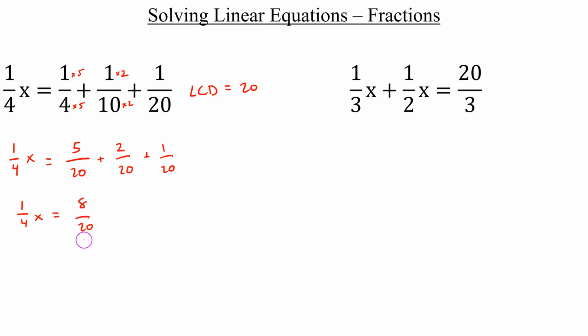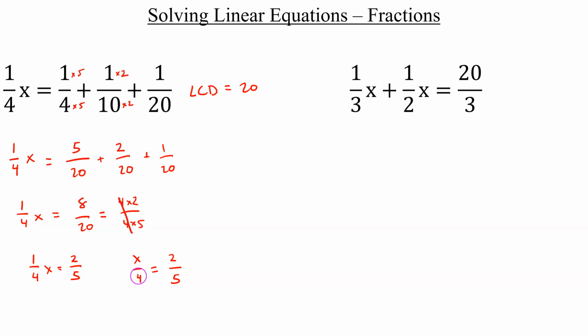We could simplify this if we wanted to. 8 divided by 20, that's the same thing as 4 times 2 divided by 4 times 5, and our 4's would cancel. So we have 1/4 x equals 2 over 5. And our goal is to get x by itself. Another way that we could write this is x over 4 equals 2 divided by 5.